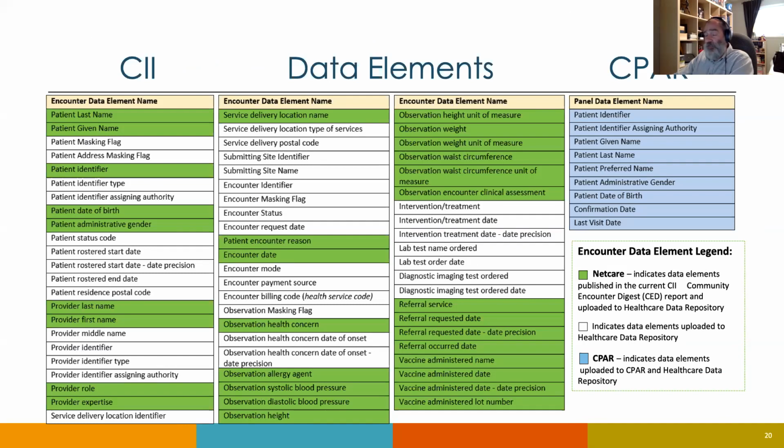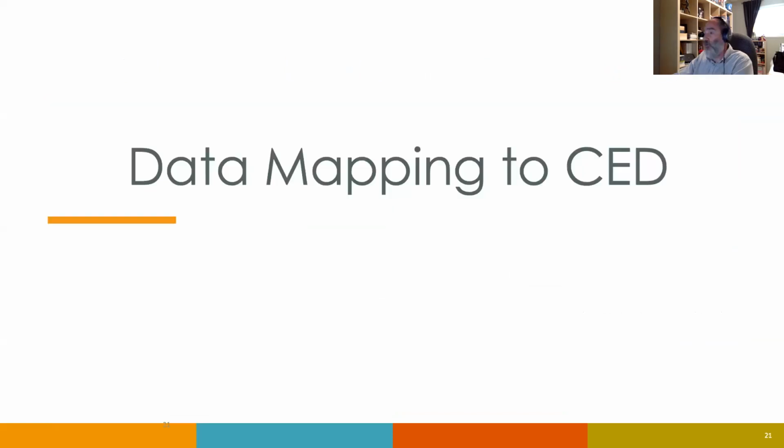This slide has a list of all of the data elements that are pulled from an EMR for CII CPAR and gives a rough idea about where they're going. So anything that's green is going to Netcare and the healthcare data repository. Elements that are in white are going to the healthcare data repository, but not to Netcare. And you can see that most of them are metadata, their dates and times and things, or their data that is already in Netcare from another source, things like labs and diagnostic imaging. And then on the right, there's the data that is sourced for CPAR, and we're going to go over all of that in the places in the EMR where it comes from.